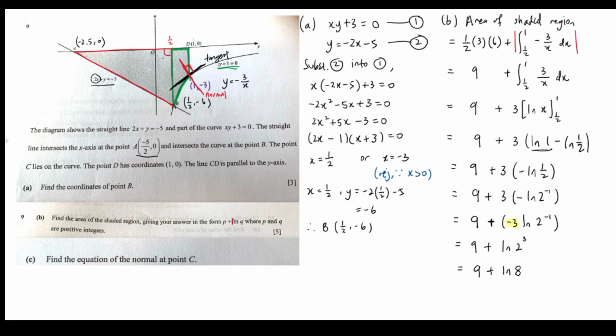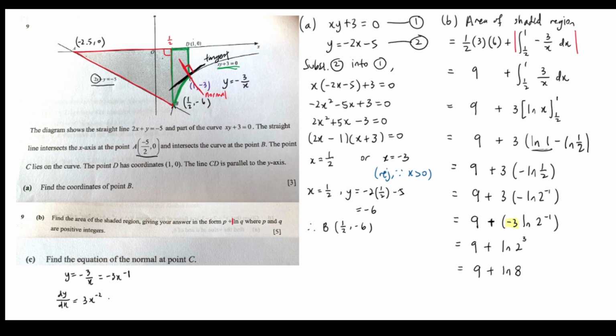Now, if we want to find the equation, we will first need to know the gradient. But how do we know the gradient of normal? We will need the gradient of tangent. How do we know the gradient of tangent? You need differentiation. So I have the curve y equals negative 3 over x. I will need to do dy/dx. So in this case it is negative 3x power negative 1. When I do differentiation, the coefficient stays, the power goes to the front. Negative 3 times negative 1 gives me 3, and the power is deducted by 1. So that gives me negative 2.